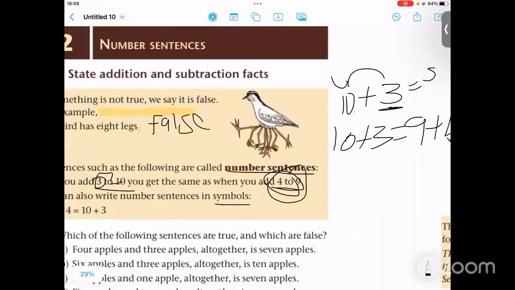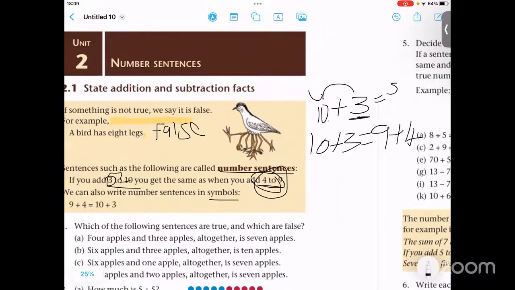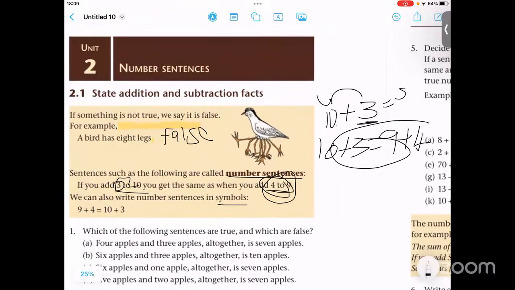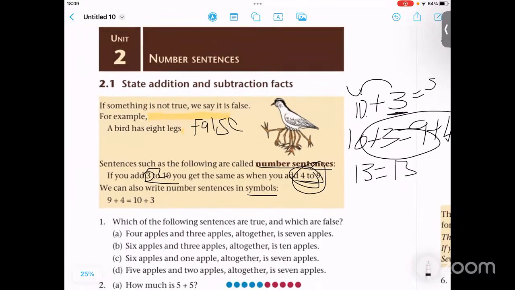And if they ask you whether this is true or false, you are going to verify by checking with calculations. You say 10 plus 3, so you have 10, and now you add 3, so it's going to be 11, 12, 13. So we have 13 equals to 9 plus 4. When you add 4 to 9, you say 9, 10, 11, 12, 13. So you also have 13 here, which makes the number sentence correct.